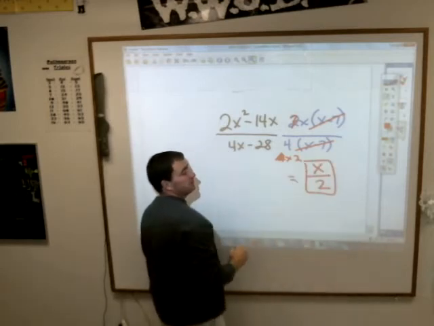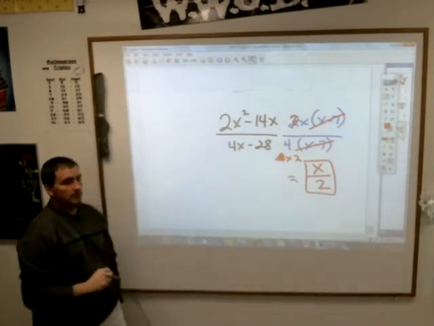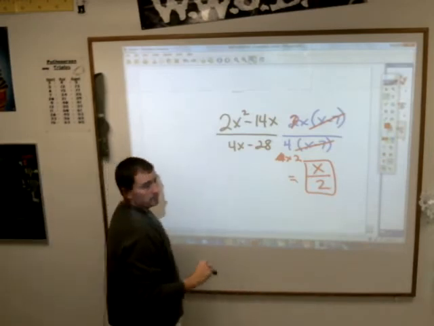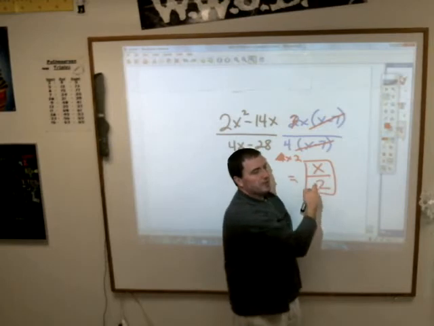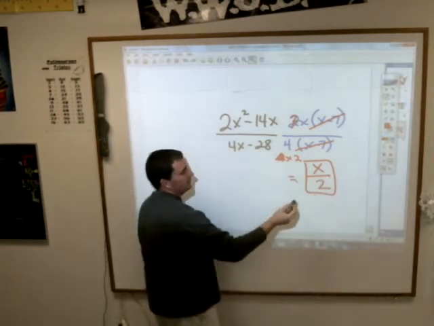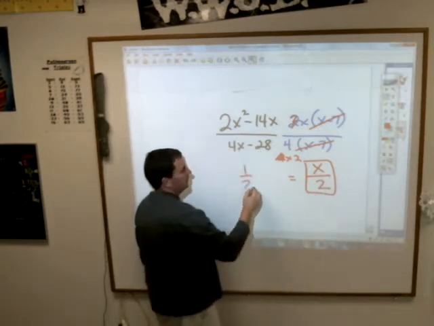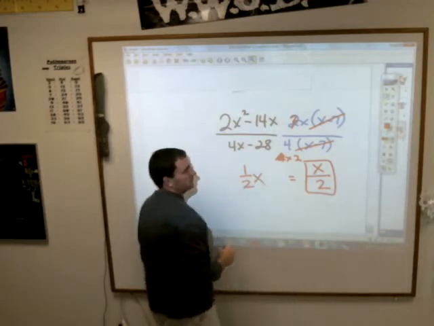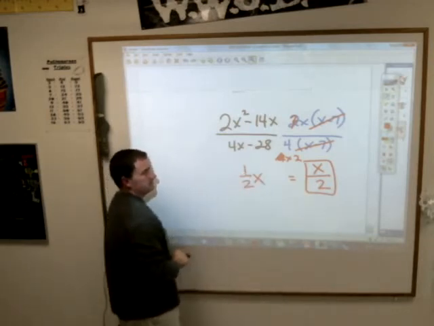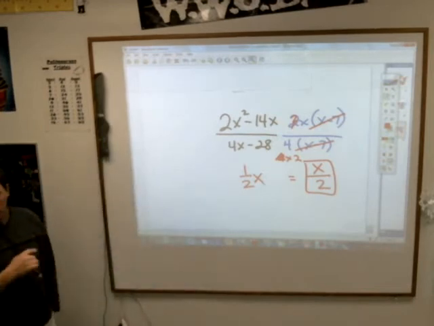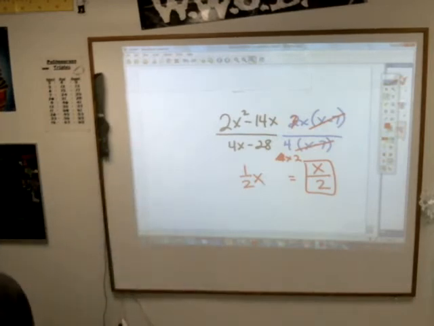Which, by the way, is the same as what? Just out of curiosity, 1/2 x. If you were asked for the numerical coefficient here, the number that comes in front of the x, your answer would be 1/2, because 1/2 x is nothing more than the same as x over 2, because the x always goes to the top. I can tell you're very excited about this.